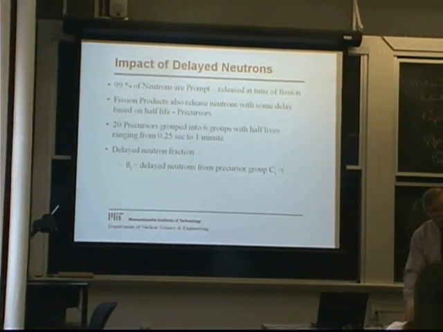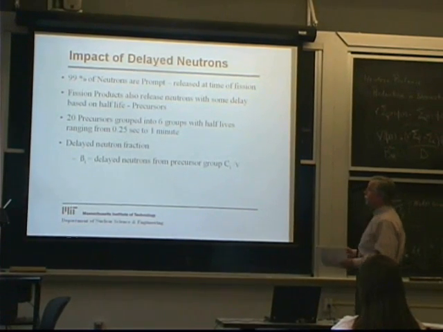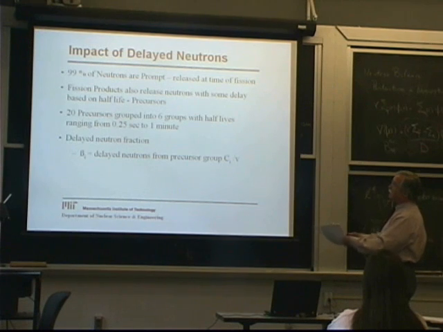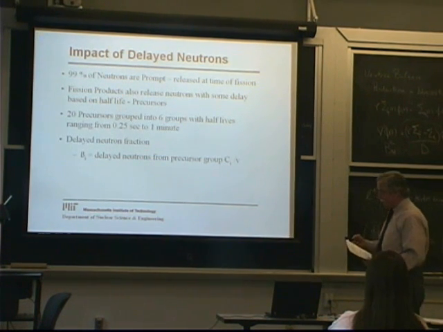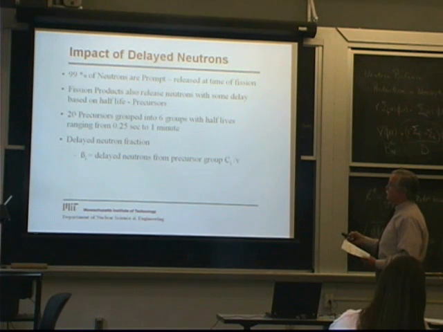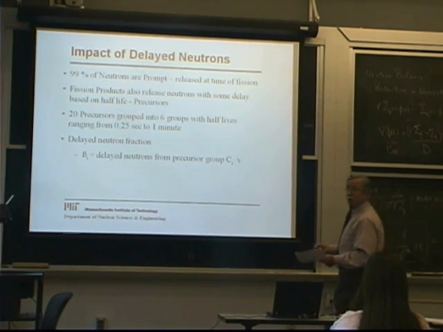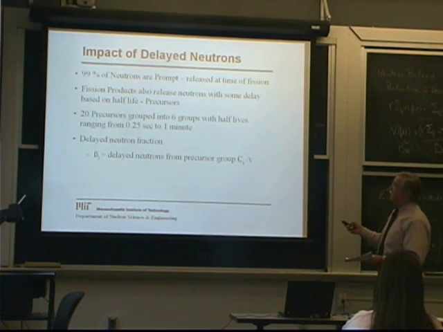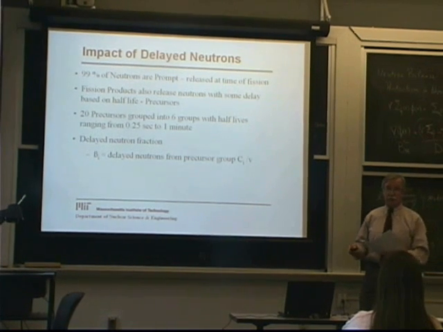But we also have fission products, which we talked about in the first lecture, where we needed to account for how they would affect not only the absorption, but there are also precursors. As you can see here, about 20 precursors are formed, lumped for analysis purposes into 6 groups that have half-lives ranging from a quarter of a second to about a minute. These are the precursors that release the additional neutrons to allow us to maintain criticality.